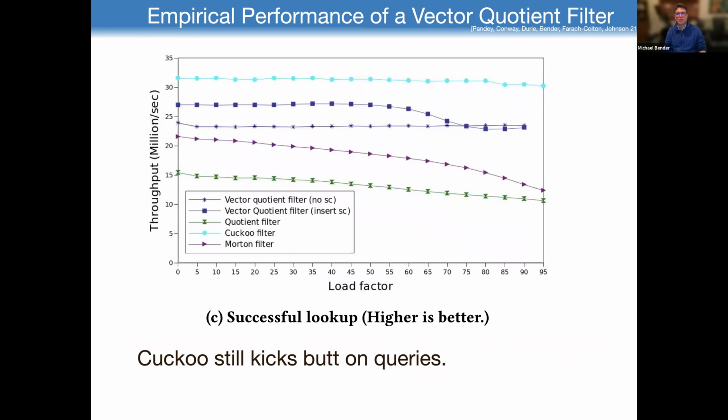This is showing the performance on queries. And you can see that for queries, the Cuckoo filter, which suffered a lot in its insert performance as it was very full, on the other hand really kicks butt for queries. And the vector quotient filter, which was the best in the other slide, is also pretty darn good. Not quite as good as the Cuckoo filter, but pretty darn good.